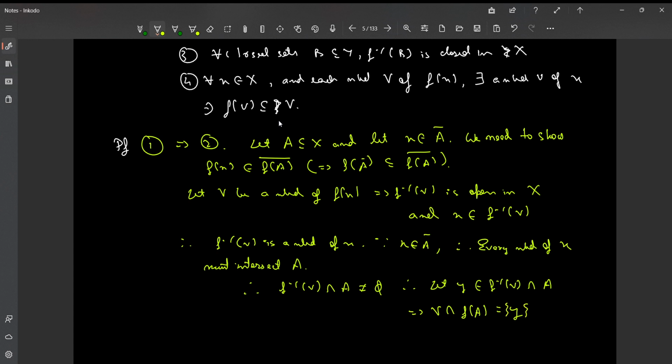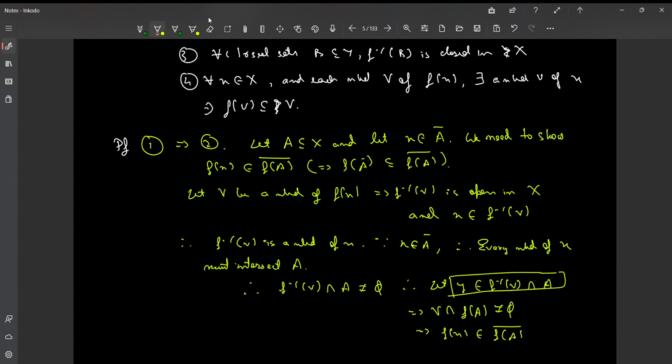So if V intersection f(A) contains f(y), let this be the singleton set. But doesn't that immediately imply that f(x) is then contained in the closure of f(A)? Why is it so? Or if we can simply write it, which will be more relevant according to the definition, V intersection f(A) is non-empty from this.